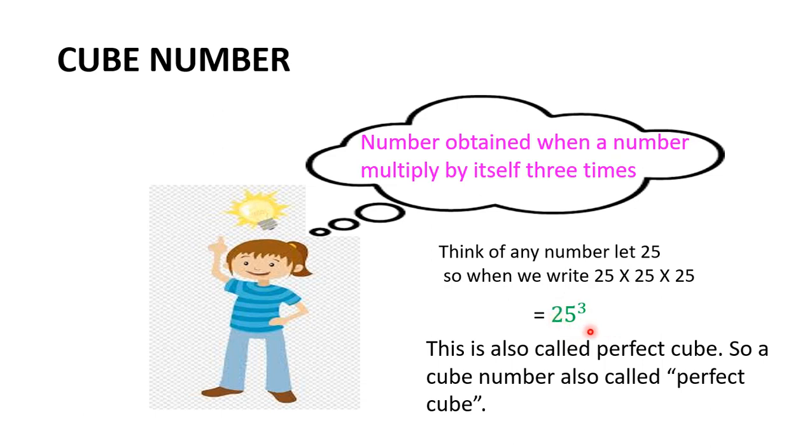That means if we have 26 cubes, we are not able to form a cube. In that case we have a cuboid. So the number which we get after the product of the same number 3 times is known as a cube number. It is also known as a perfect cube.